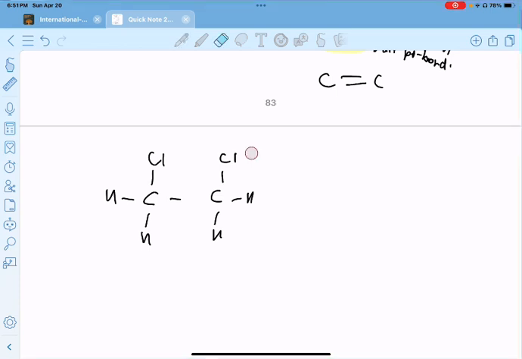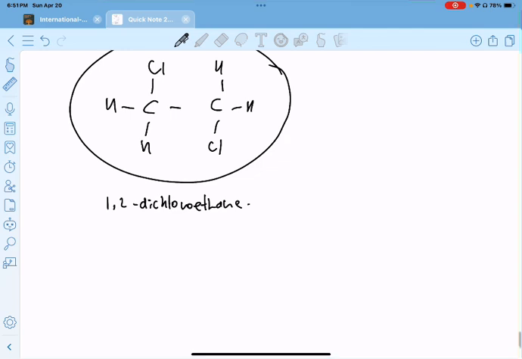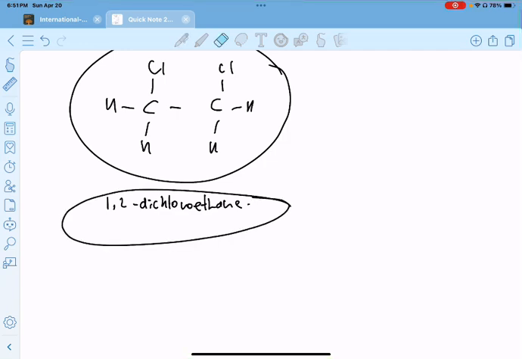Now, if this Cl wasn't positioned up and it instead came down, so instead of up, it's down, we will still call this 1,2-dichloroethane. We won't call it anything else. And let's say it was reversed: the Cl went up and they were now on the same side. It will still be called 1,2-dichloroethane.